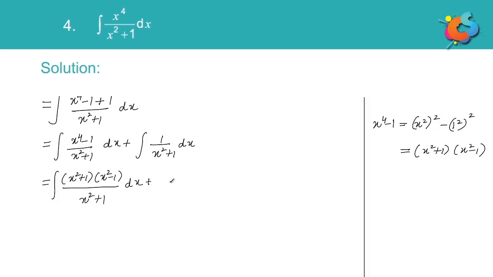And we know that integration of 1 by x square plus 1 is tan inverse x. So here in the first term of the integration, x square plus 1 gets cancelled from the numerator and denominator, and we are left with integration of x square minus 1. And this tan inverse x we already integrated, we'll write as it is. Now we can integrate x square. We know that integration of x power n is x power n plus 1 by n plus 1. So using the same, I'll get x power 2 plus 1 by 2 plus 1, which is same as x cube by 3, minus integration of 1 is x. And this tan inverse x, we just write as it is, followed by the constant c.